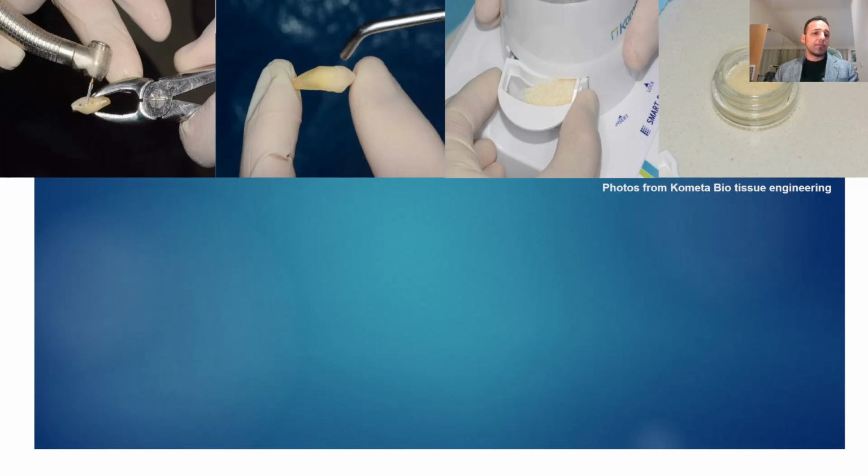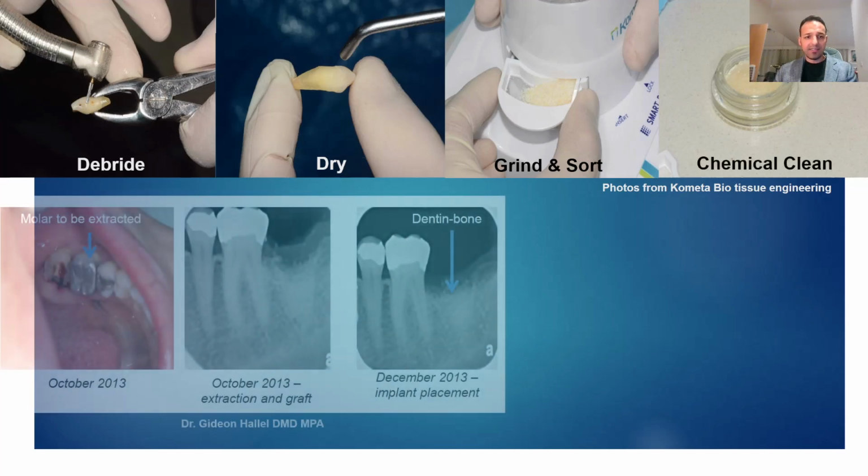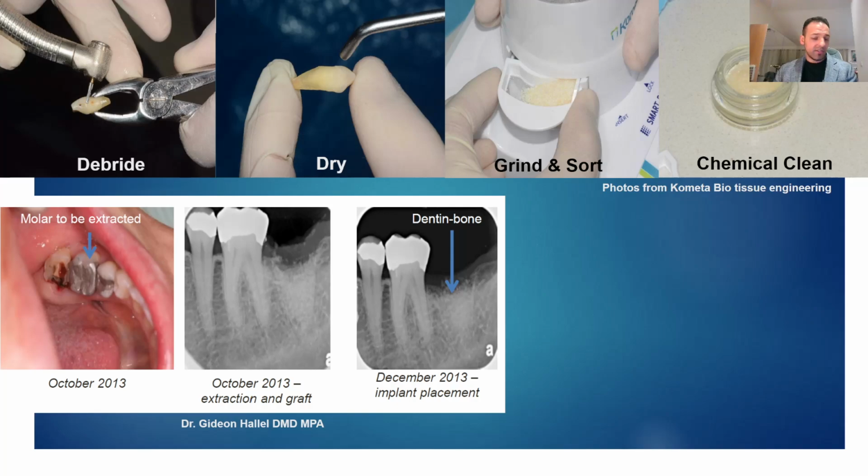So we've got this tooth here, and what do we do? First of all, we debride it, and then it's dried, then it's ground and sorted in special machines, and then it's chemically cleaned. And these are other dentists' cases. I haven't used tooth bone grafting, but it's a very rare type of bone graft, but there are some people who stand by it and use it a lot.